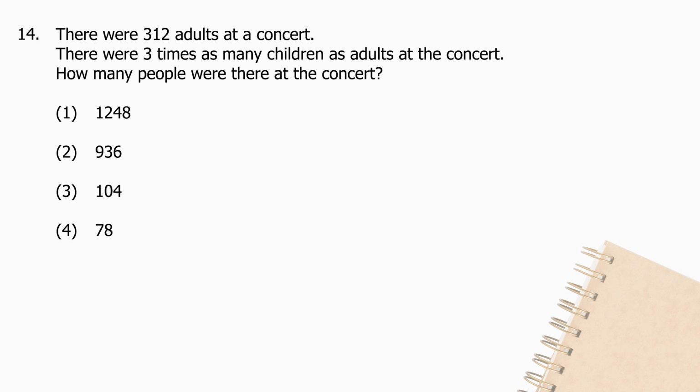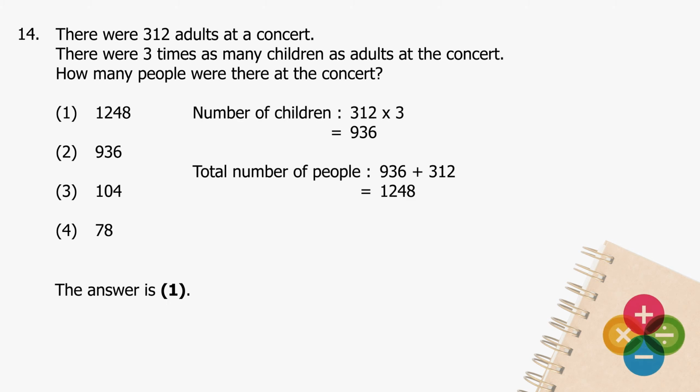Question 14. There were 312 adults at a concert. There were 3 times as many children as adults at the concert. How many people were there at the concert? The total number of children will be 312 multiplied by 3. The product will be 936. Adding 936 to 312, the sum will be 1248. The answer is 1.